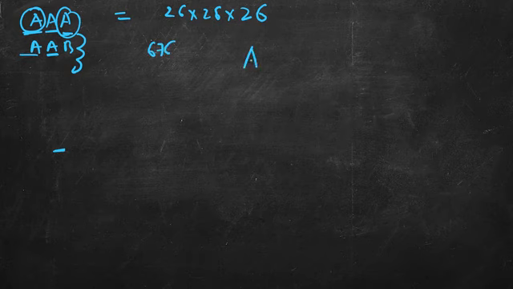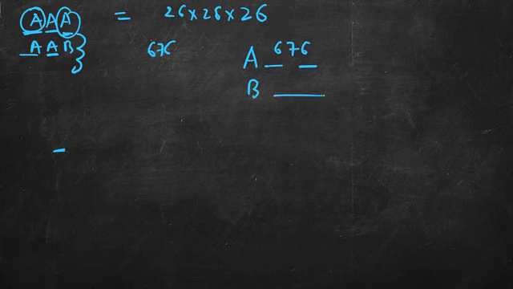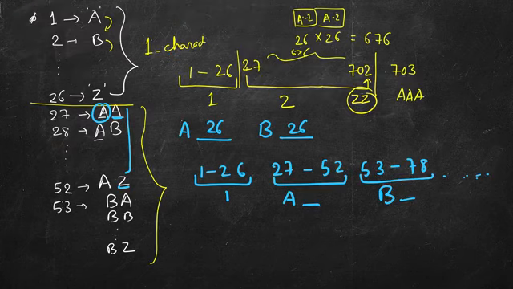Since you fix the first value and then you have 2 places to fill, and this can be filled in 676 ways. So this A will remain constant for 676 values, then B will remain constant again for 676 values. So this was for 3 characters. So there is a general trend here, and we have to find that.